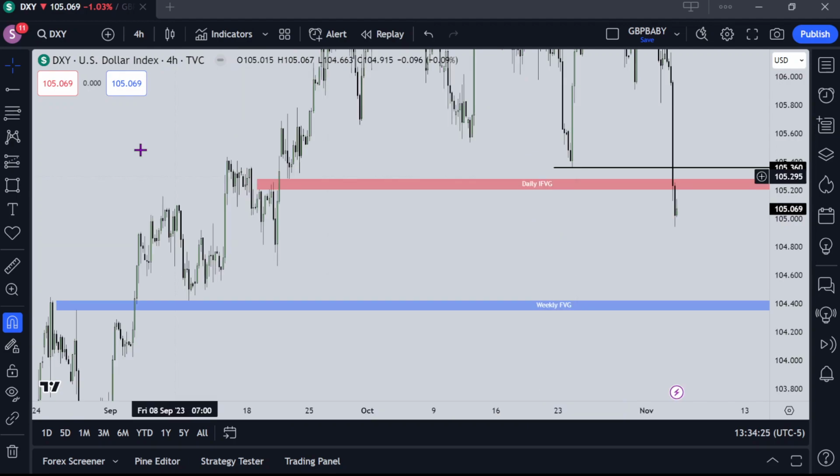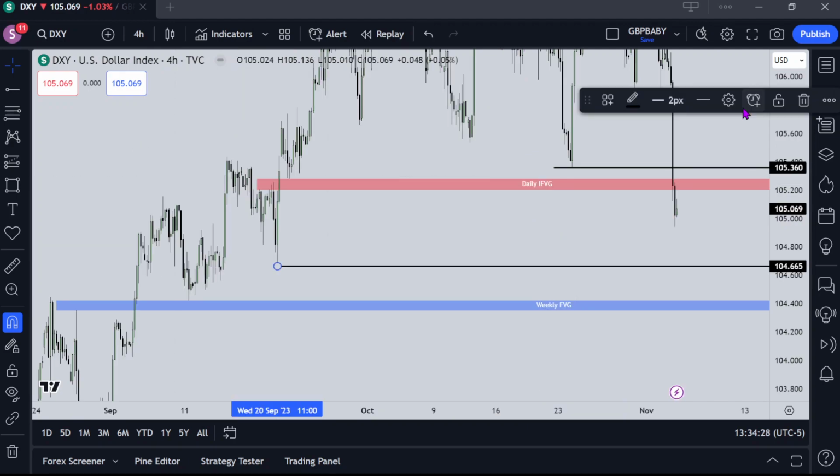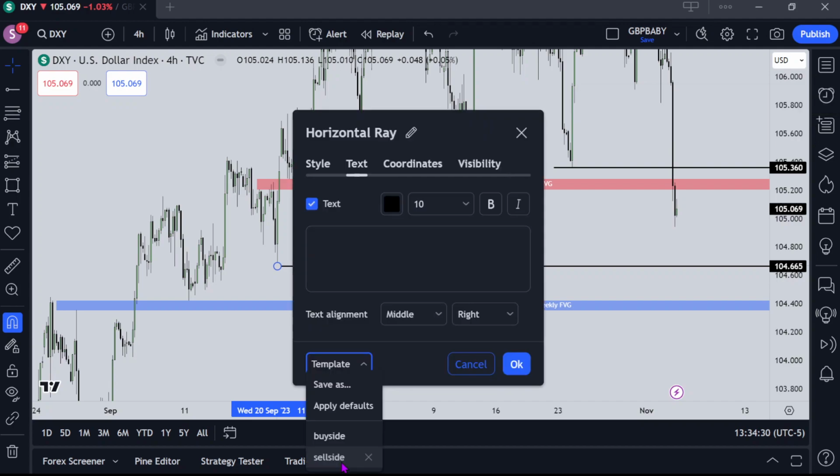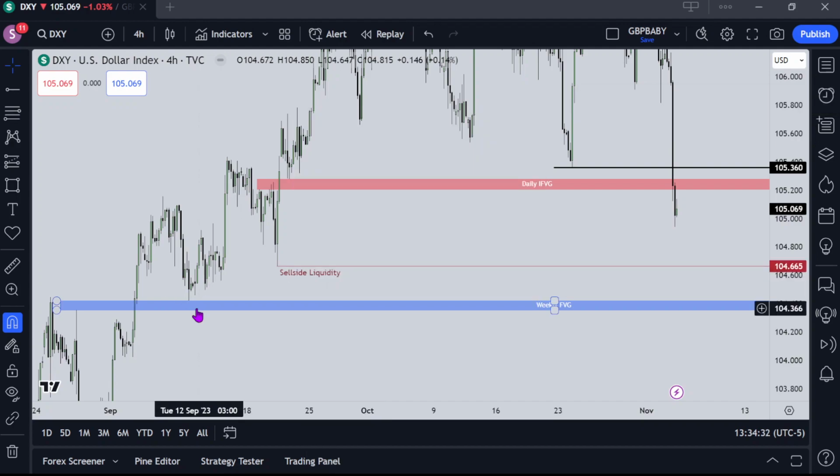There's obviously sell stops resting below this low, so we can write out sell side liquidity there. And then obviously this low is here as well, which starts the weekly fair value gap.